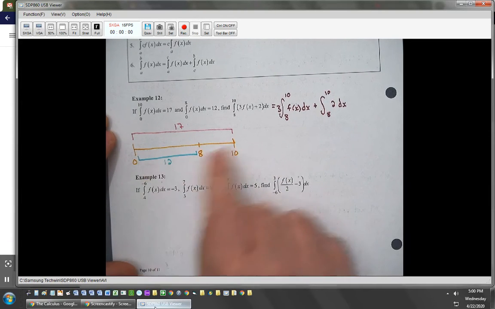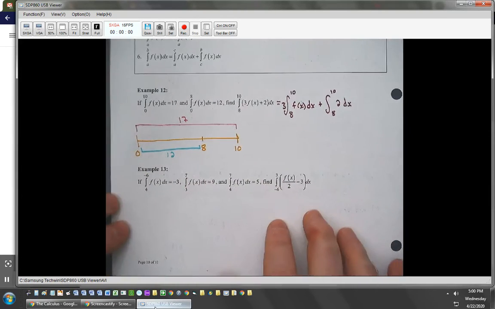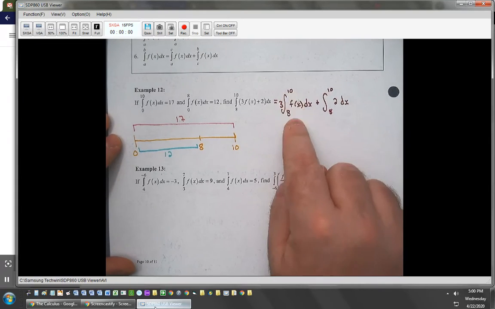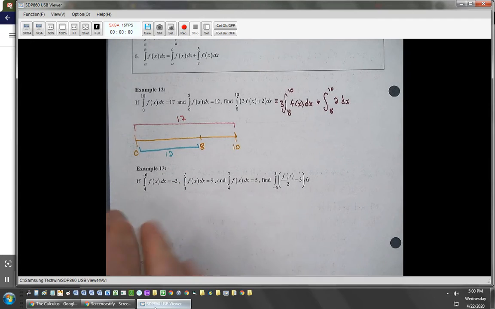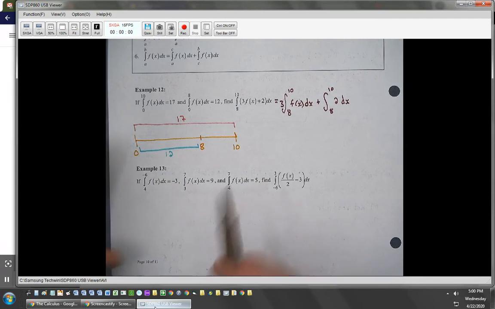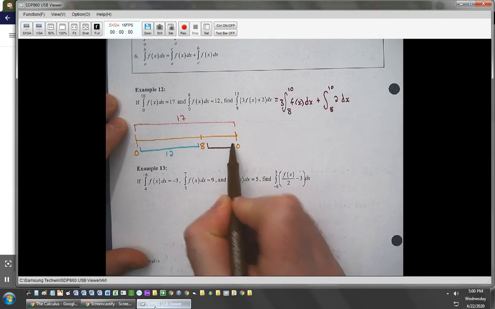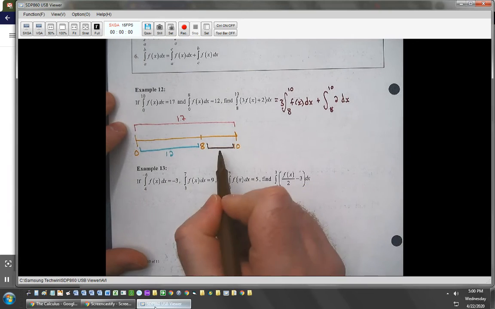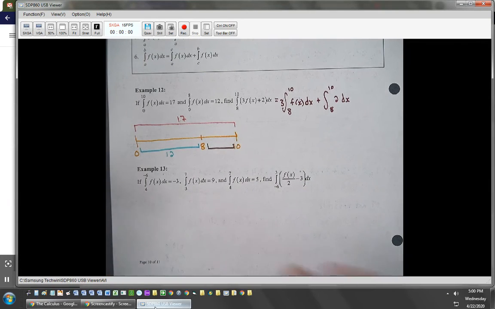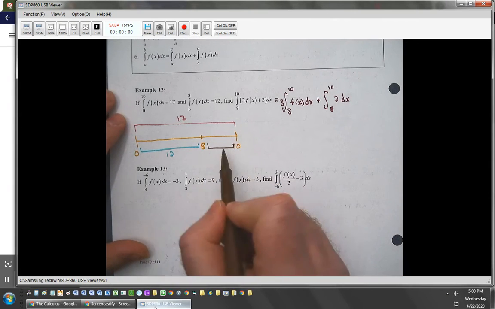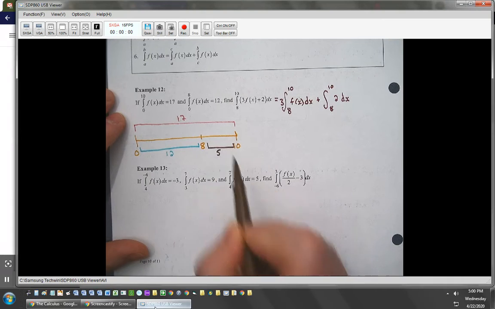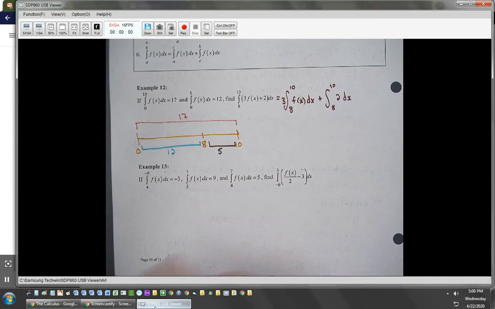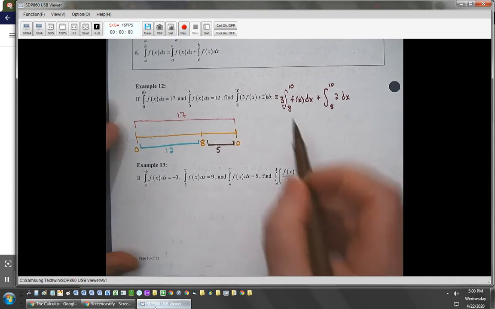Now what we need to do is figure out, using these clues, all the information that we can, because we really want to know what's happening from 8 to 10. They didn't tell us that, but because of these other facts, we can figure it out. This is like those puzzles you did in middle school where they give you an irregular shape and some information and you work around. So if this was 12 and the whole thing was 17, then this must be a gap of 5.